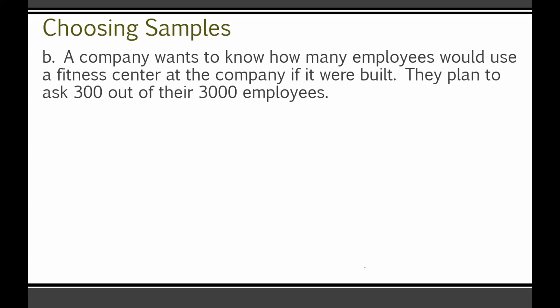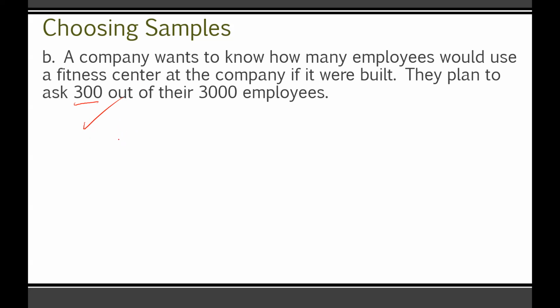Okay, so kind of like the last one, I don't think a convenient sample would make much sense here. That would be asking like the first 300 people you see or something. I don't know if that would be ideal. Now, another one that would be a little weird is if you did a voluntary sample. I think you're going to be more likely to get 300 responses of people who are going to say, yeah, totally, I would totally use the fitness center, because the people who aren't going to use the fitness center probably aren't going to fill out that survey. So you'll end up getting a biased result.